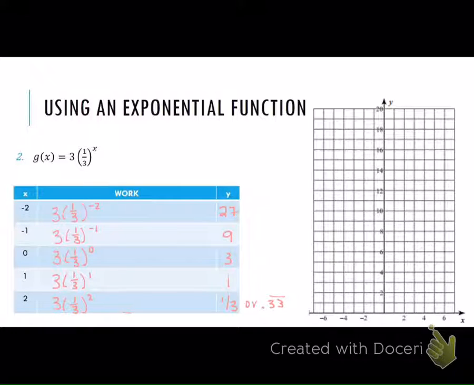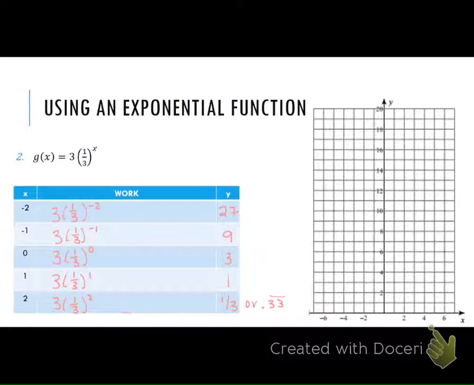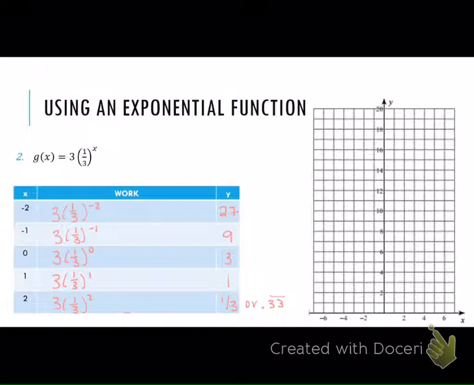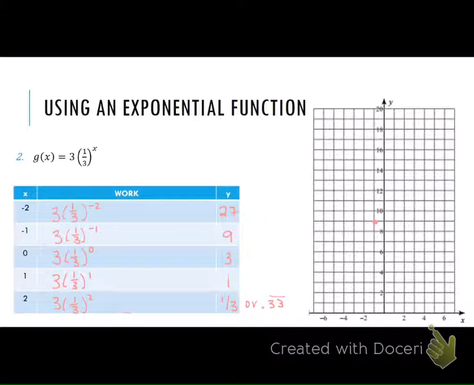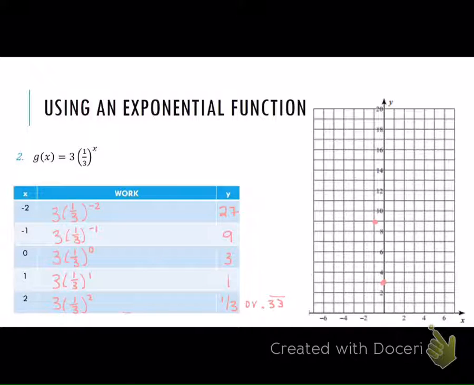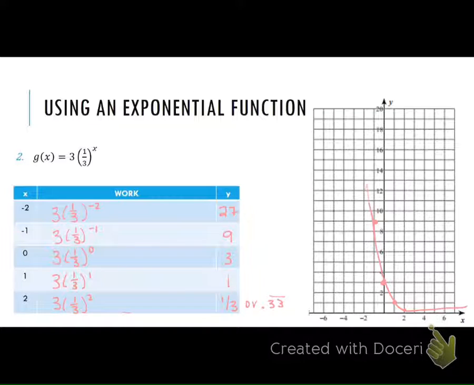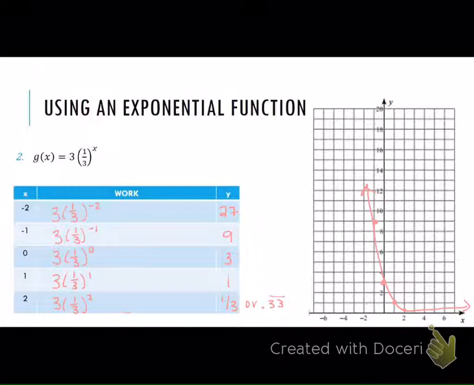27's not on your graph, so don't graph the first point. Start plotting your points. So your J shape is this way. Okay, get your graphs graphed, please.